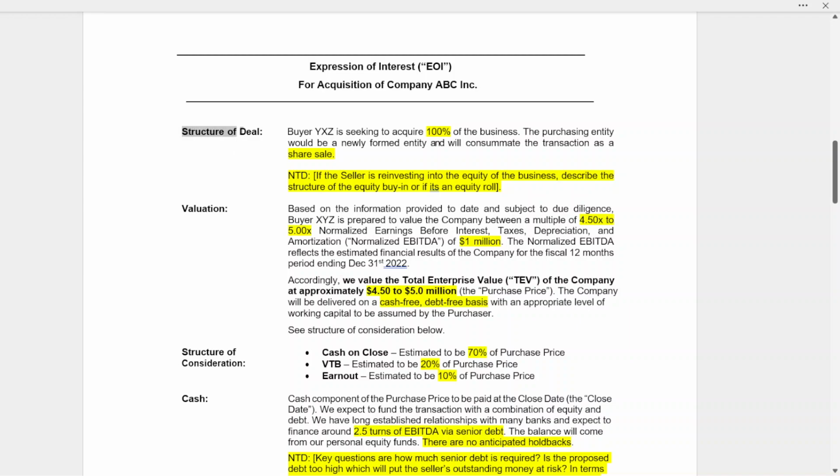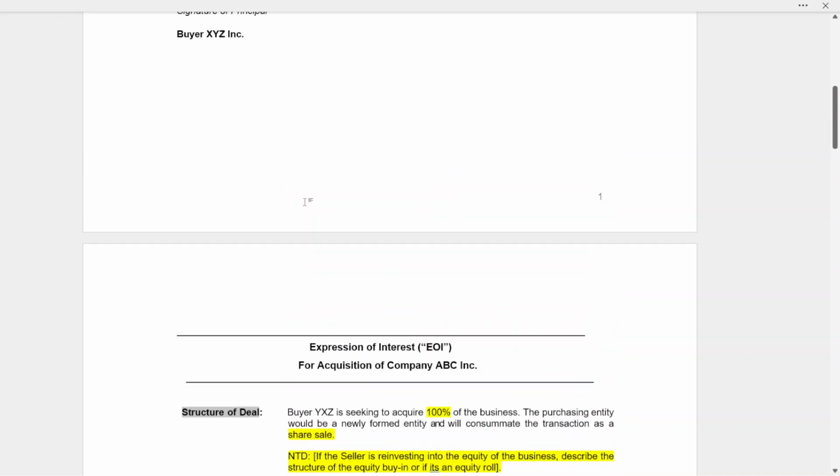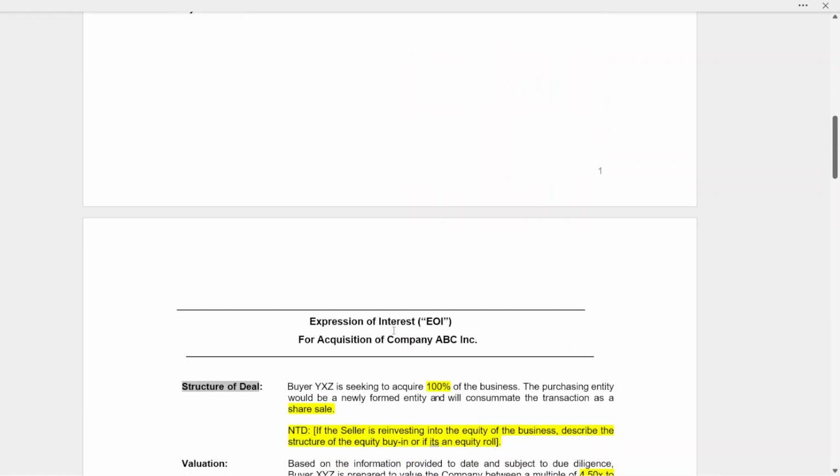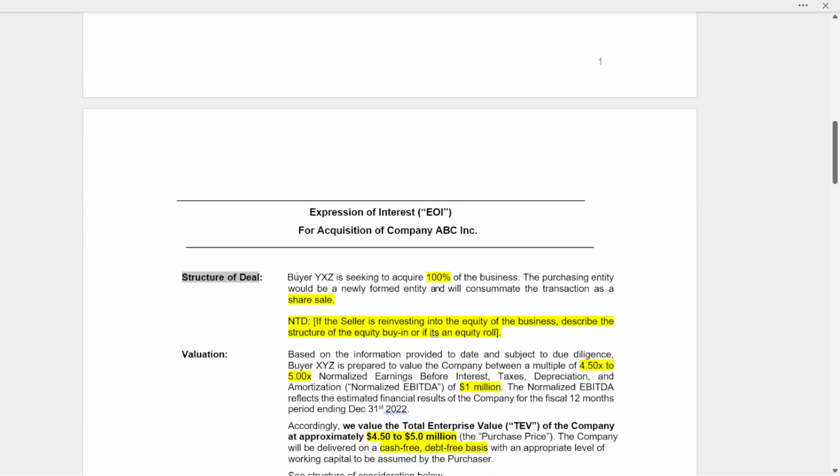This is the structure of the deal. So very similar to the upfront portion here, where I've summarized what the intent of this EOI is. Now I'm giving you more detail. So I, as the buyer, am looking to acquire 100% of the business. The purchasing entity is going to be formed, and I'm going to acquire the shares of that entity and then amalgamate with that entity. So I'm explaining the structure of the buyout.